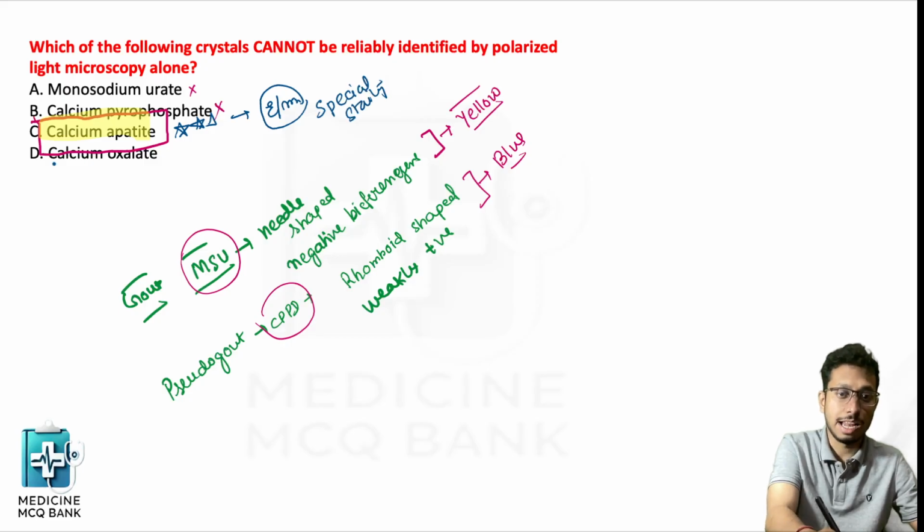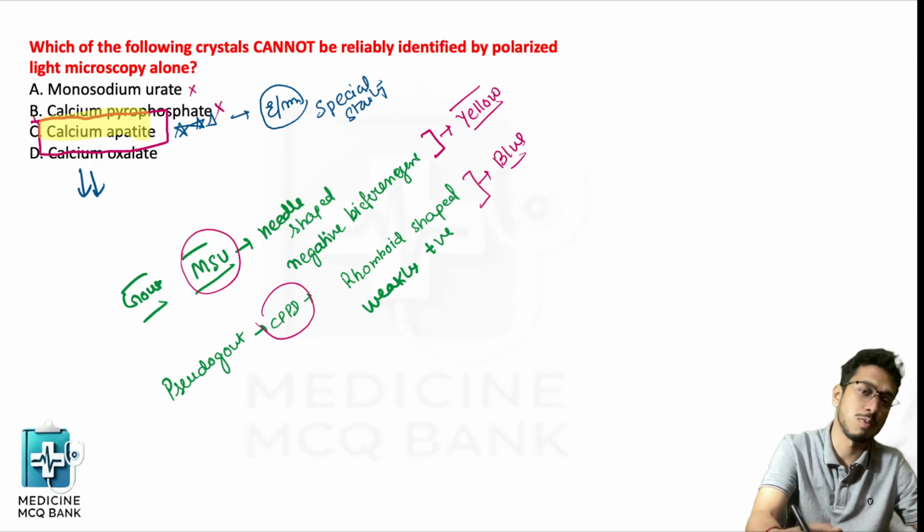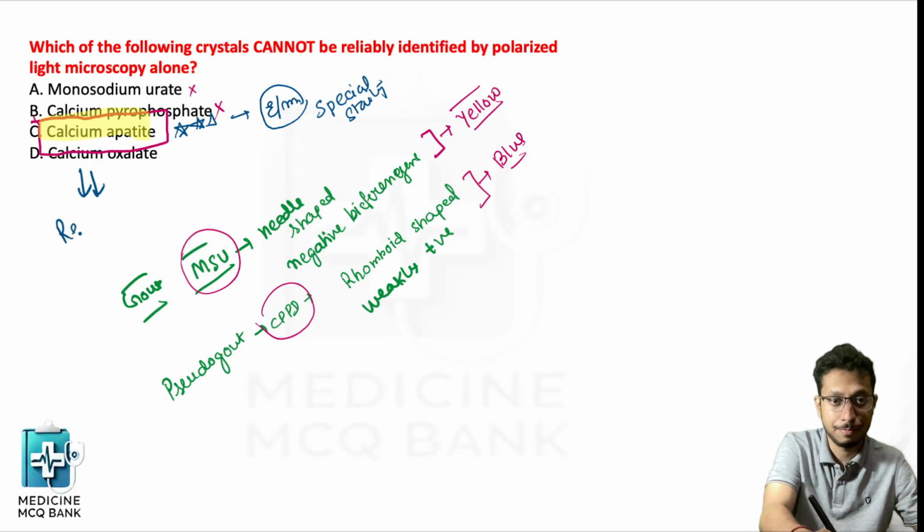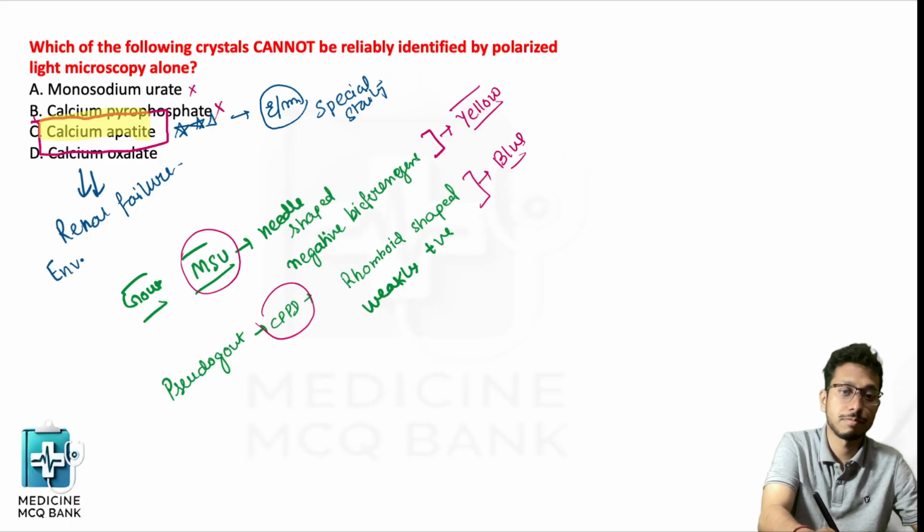Okay. So calcium oxalate crystals are very rare, usually seen only in the setting of renal failure, and they give a shape of envelope or bipyramid. Okay. So what are the different shapes that we need to know? Different shapes we need to know about calcium oxalate, monosodium urate and calcium pyrophosphate. So calcium pyrophosphate gives pseudogout. Pseudogout is rhomboid shaped, weakly positive.